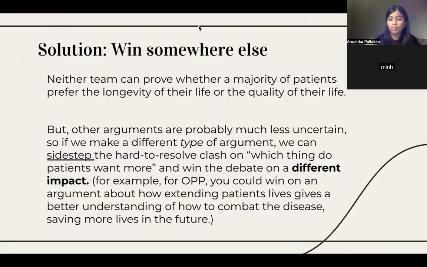So when we're focusing on winning the debate on a different impact, we would almost shove this under the table and ignore this one after proving it's a wash, and then you can spend your time actually winning what you can win. For example, for the opposition side of this case, you could win on an argument about how extending patient lives gives a better understanding of how to combat the disease, which saves more lives in the future.